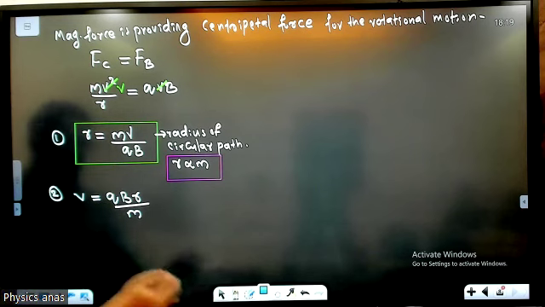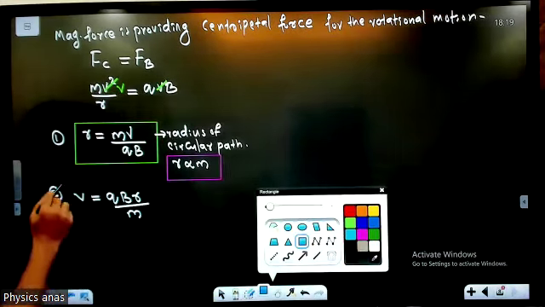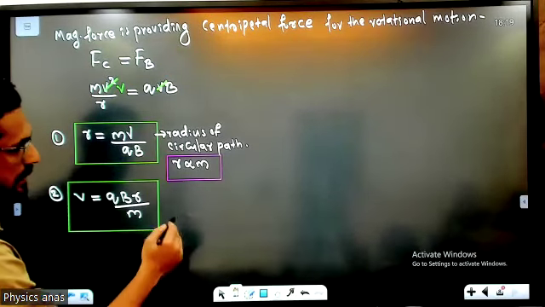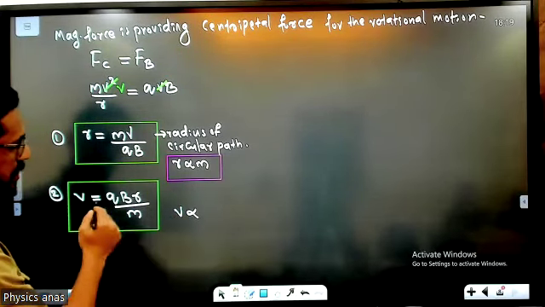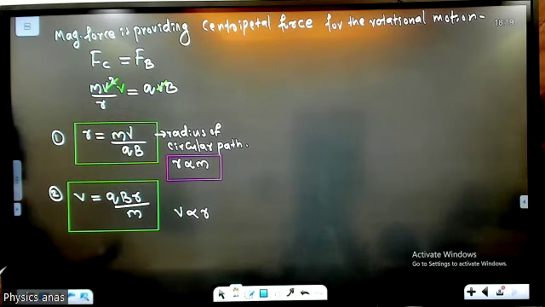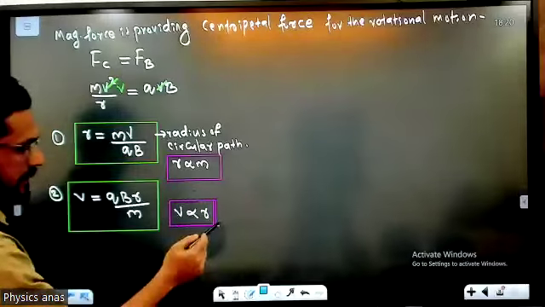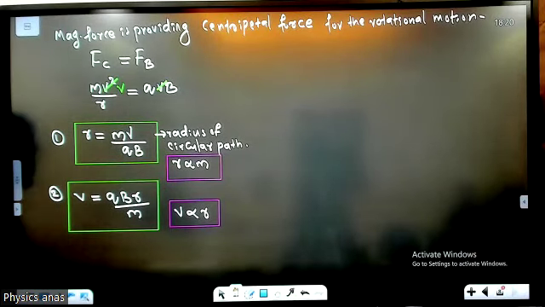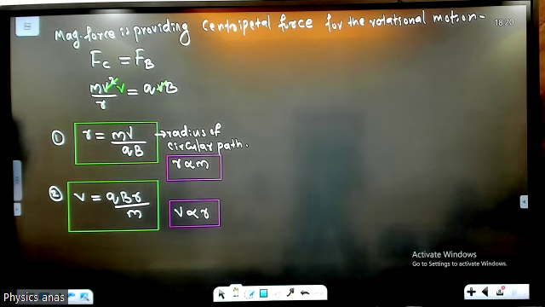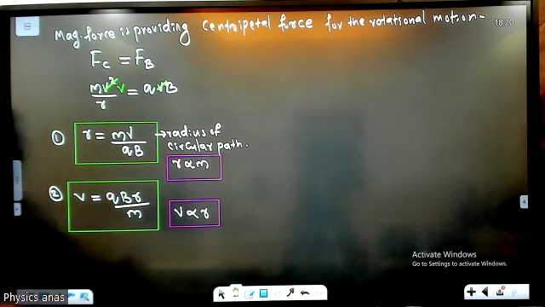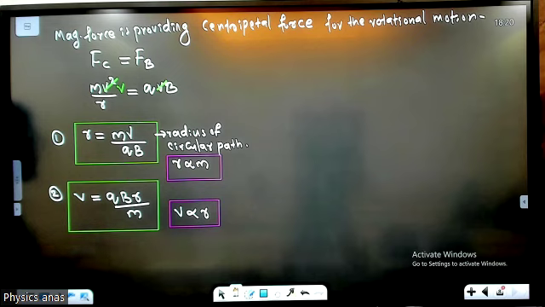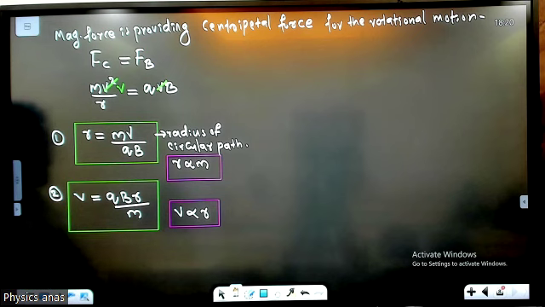Velocity is directly proportional to radius, isn't it? As the radius increases, velocity will be increasing. And for M V, M and V are inversely proportional. Velocity is inversely proportional to mass.